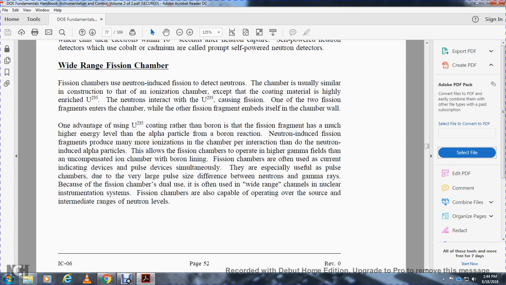The neutron-induced fission fragments cause more ionization in the chamber per interaction than the alpha particle from boron. This allows the fission chamber to operate in a higher gamma field than an ion chamber with boron lining.